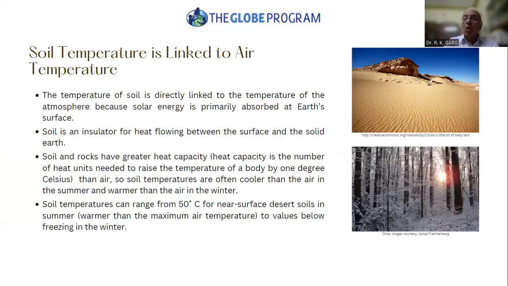So, of course, the soil temperature is always linked with the air temperature. The most upper part of the soil actually acts as an insulator for heat from the surface to the solid earth. Similarly, whatever solar energy comes to the earth reaches directly to the soil surface, and from the soil surface, it is reflected back into the atmosphere. So it actually heats the air. The air directly does not have the temperature. It is only the heat which is actually given by the soil or the earth surface that makes it possible.